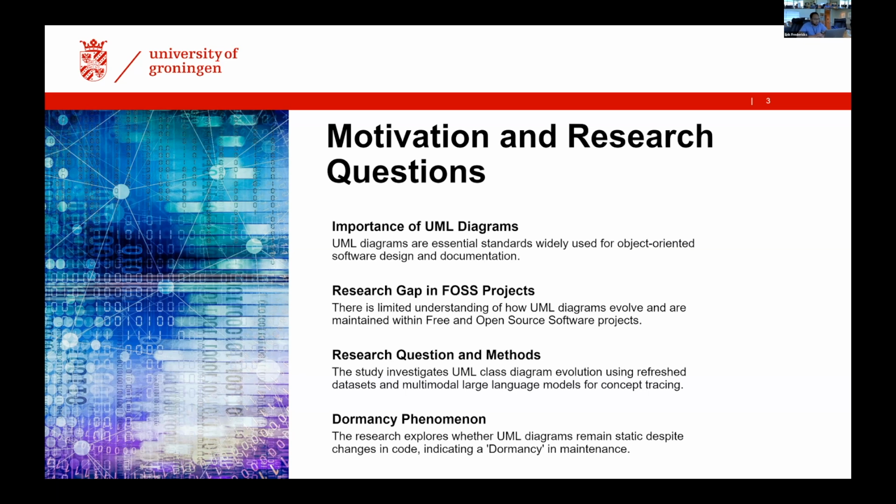Dormancy, the root word being dormant, meaning it just stays as it is. It's stagnant. It doesn't move. It's not dynamic. It does not evolve. So this is what we are looking at, to understand whether or not they do remain static, although code changes and evolution does happen in all the other artifacts. For UML class diagrams, we want to investigate whether they do evolve and go through the same changes, and whether they do get updated throughout the years.